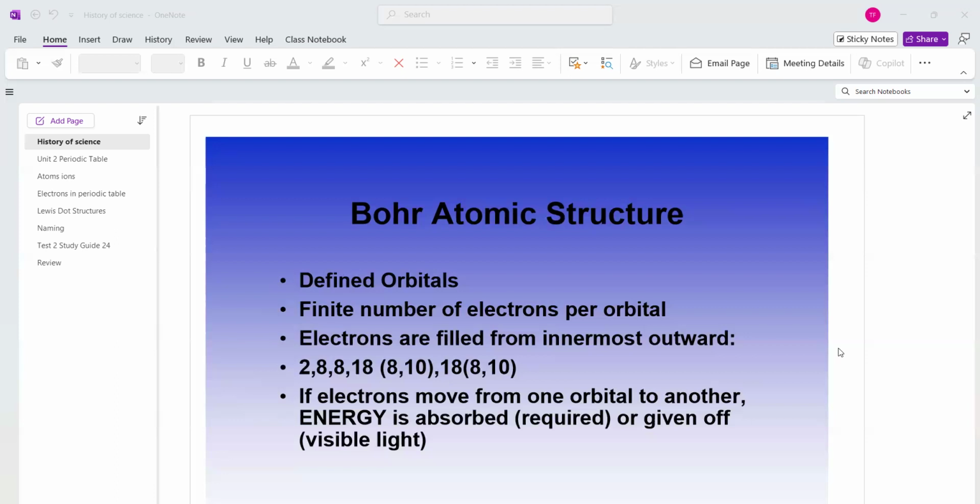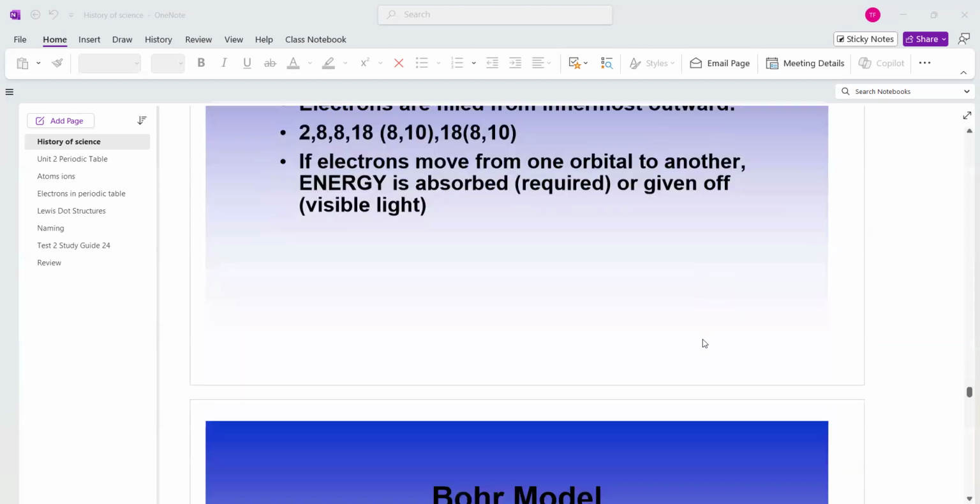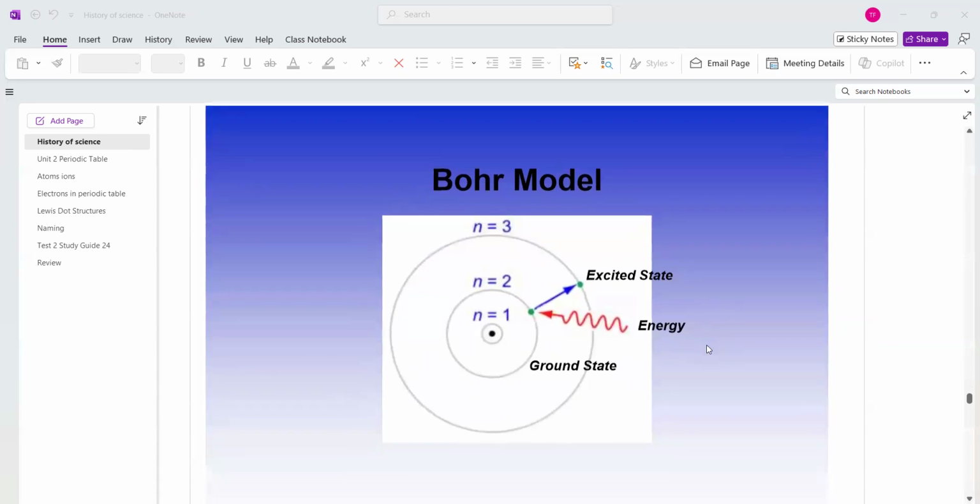However, electrons can move freely from one orbital to the next. However, it requires energy to do that. So when you go from unstable to stable, it gives off energy. When you go from stable to unstable, it requires energy. So this is what he's talking about. If we're going to go from a stable orbit to an unstable orbit, it's going to require energy.